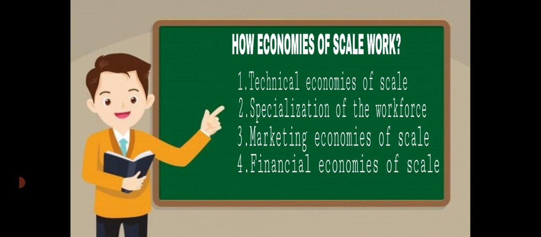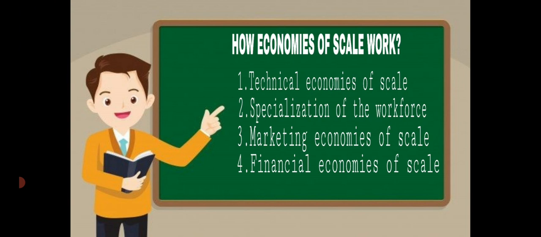So first one, technical economies of scale. Large scale businesses can afford to invest in expensive specialist capital machinery. For example, a supermarket chain such as Tesco or Reliance can invest in technology that improves stock control. It might not, however, be viable or cost efficient for a small corner shop to buy this technology.